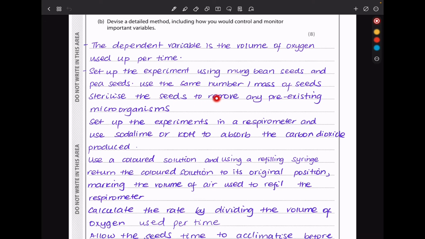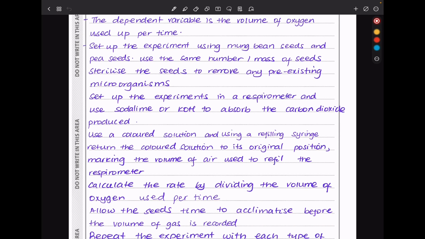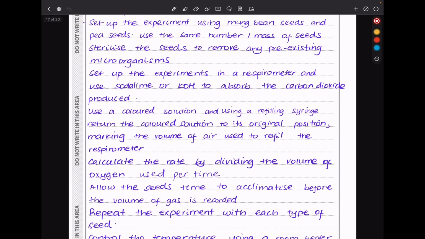You can sterilize the seeds to remove any pre-existing microorganisms, because pre-existing microorganisms will also carry out respiration, and we want to ensure that the respiration that takes place is only due to the germinating seeds. So we set up the experiment in a respirometer and use soda lime or potassium hydroxide to absorb the carbon dioxide. This is because CO2 is produced during respiration and is a gas, so if it becomes part of the air within the respirometer, then it's going to interfere with our measurement of the volume of oxygen used up. So it has to be removed by using soda lime or potassium hydroxide.